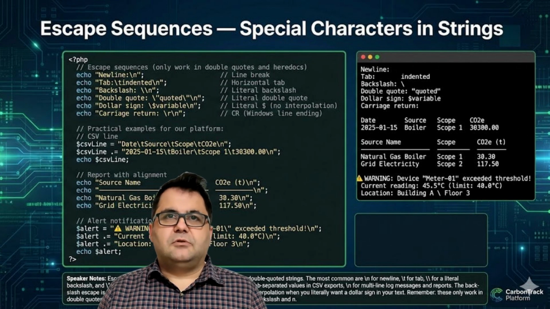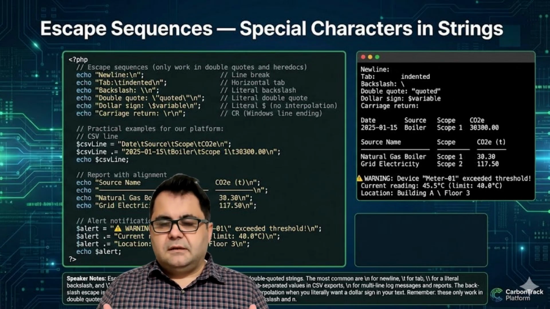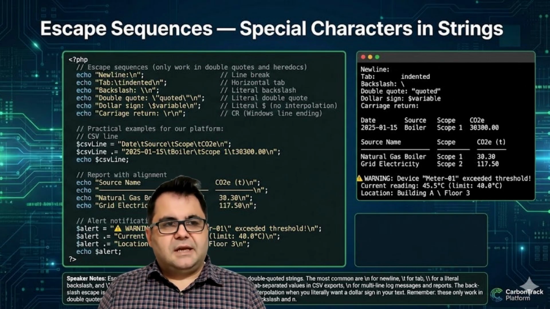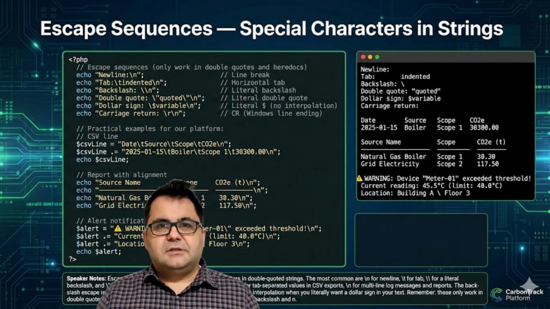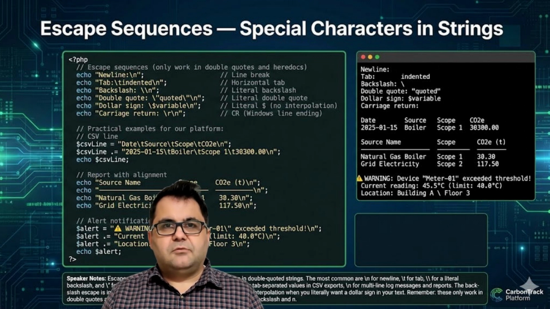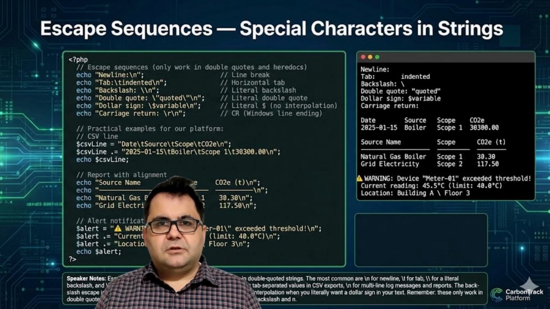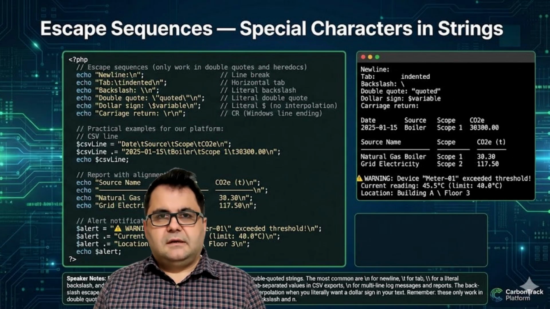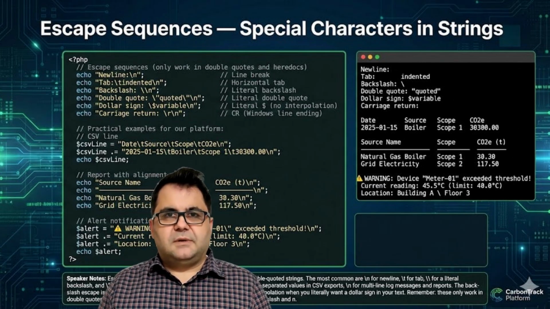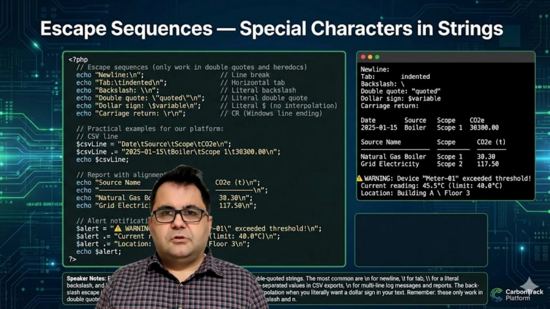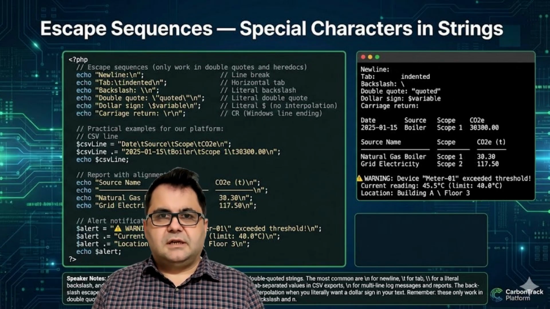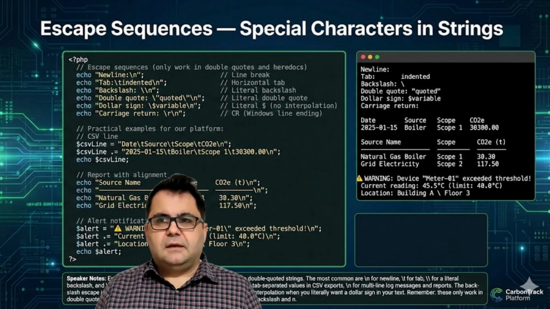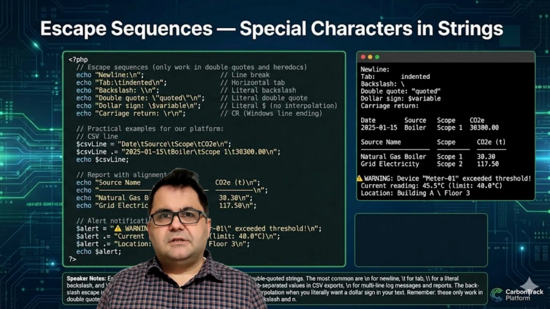Escape sequences let you include special characters in double-quoted strings. The most common are \n for new line, \t for tab, \\ for a literal backslash, and \" for a literal double quote. In our platform, we'll use \t for tab-separated values in CSV exports, \n for multi-line log messages and reports. The \\ escape is important for Windows file paths, and \$ prevents variable interpolation when you literally want a $ sign in your text. Remember, these only work in double quotes and Heredocs. In single quotes, \n is literally the characters backslash and n.